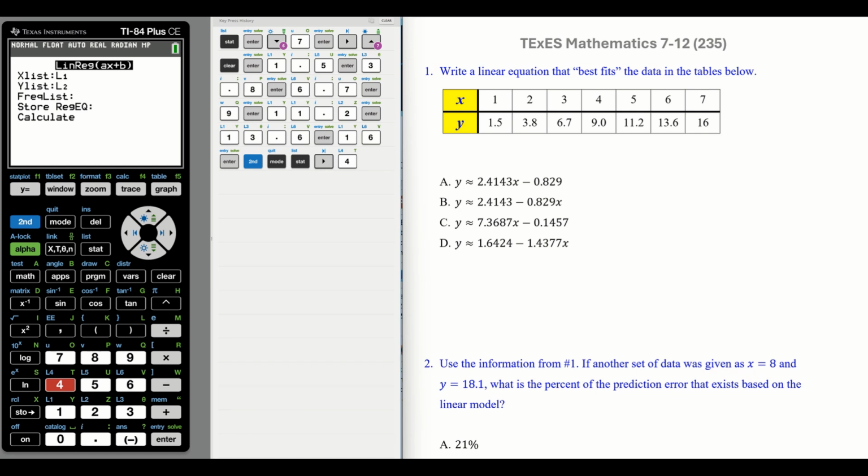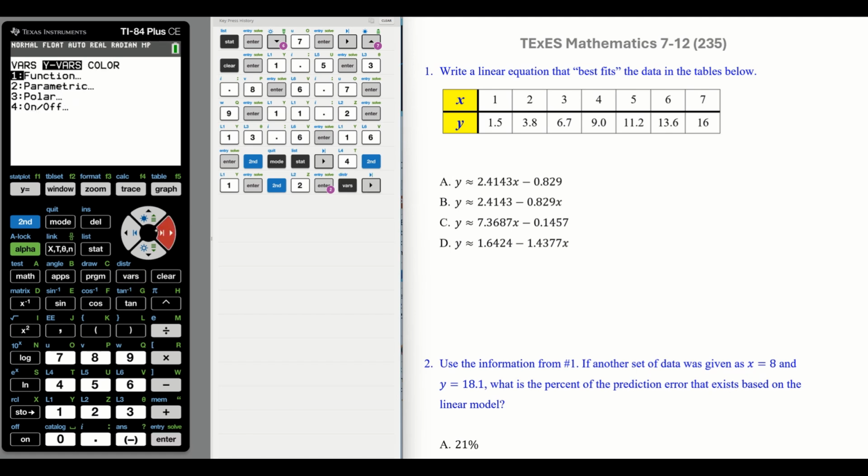If you don't remember how to do that, you need to push second 1. See that L1 above my red highlighted 1? Push enter. Second L2. See what I did? Now, you can't just go down. You have to stop on this regression equation. We need that. Push vars. Oh, I went too far. Go to vars. It's already highlighted on function. We enter, and it's going to be in the Y1. Enter, enter again. I know there's a lot of entering.